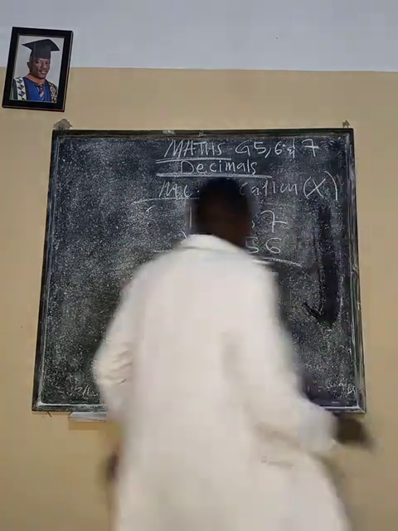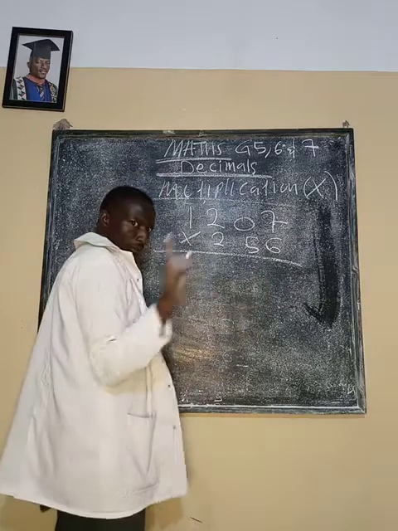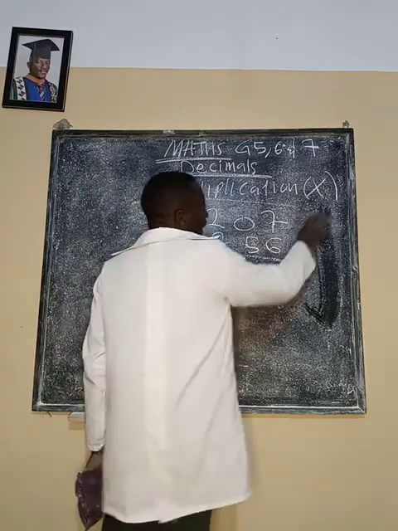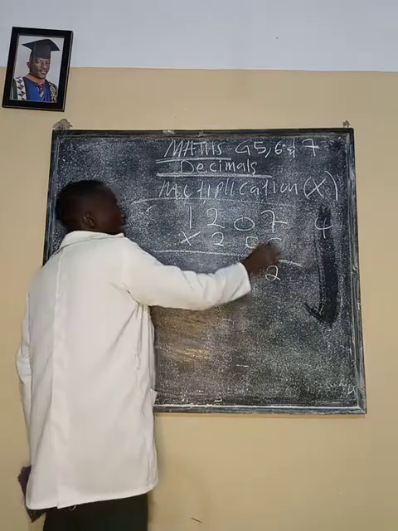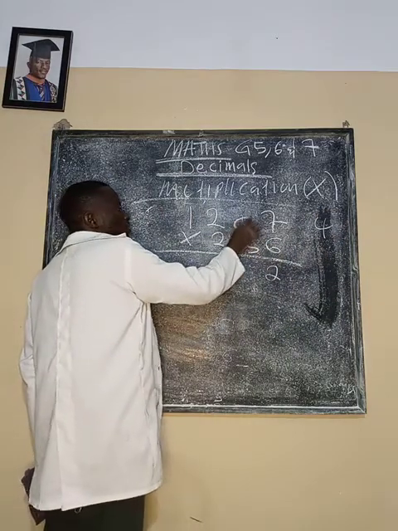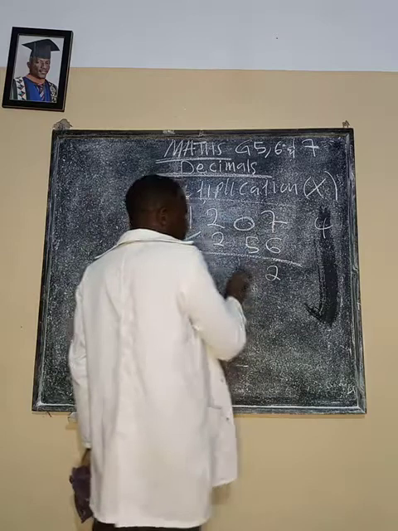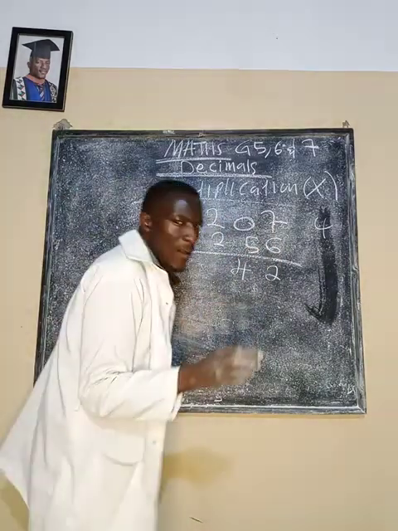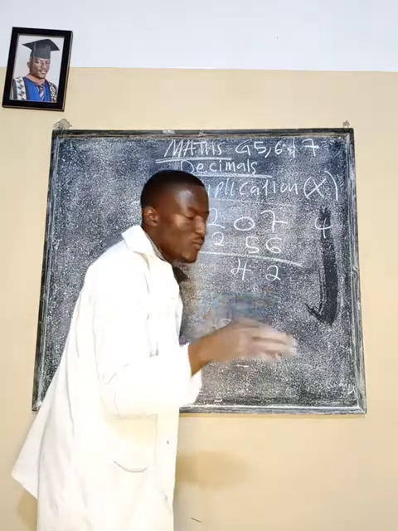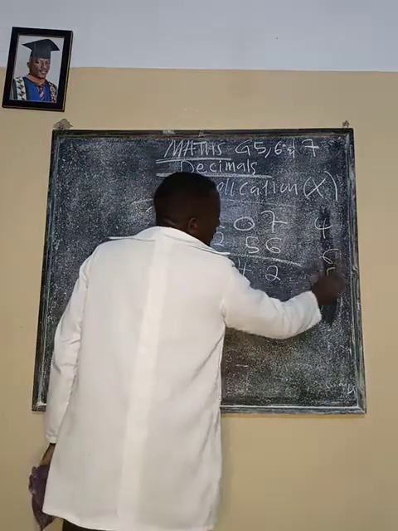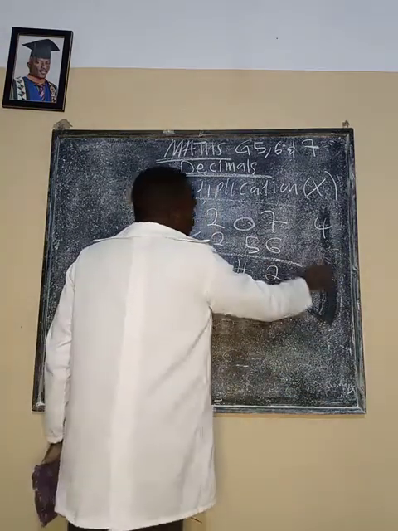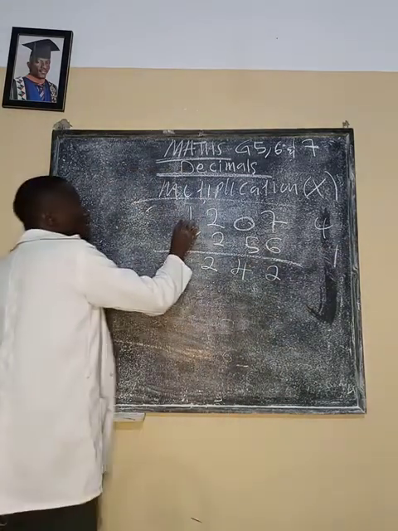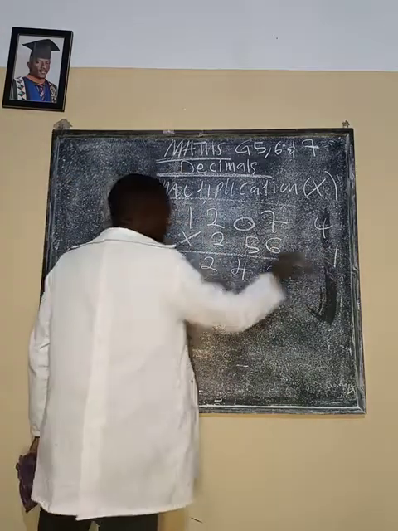Do we write all 42? No. We write 2, carry 4. 6 times 0, any number times 0, it is 0 plus 4. It is a 4. 6 times 2. You are listing 6 how many times? 2. Then you add to give you 12. You write 2, carry 1. 6 times this, 6, 7.